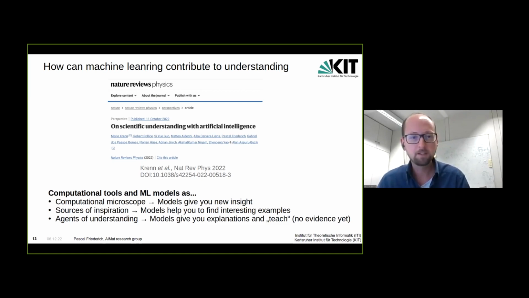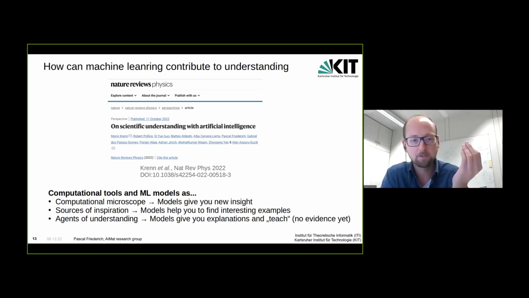Another group of answers was, we can use computational tools and machine learning models as sources of inspiration. So the models can, in principle, help us to find very interesting examples that are basically opening our eyes.